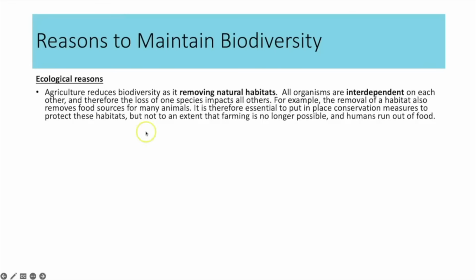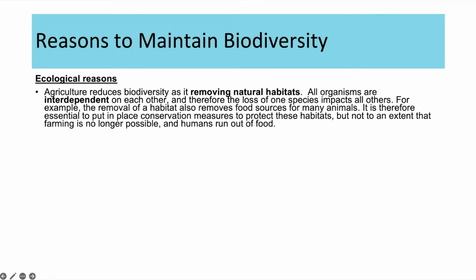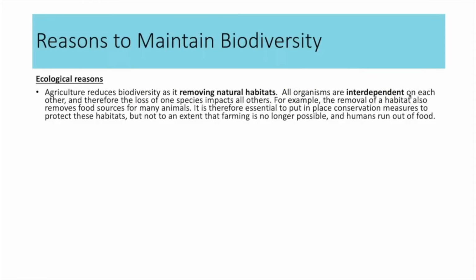So the ecological reasons are, if you're removing habitats, all organisms are interdependent on each other. So if you think about the food chain, if you take out one individual, it has a knock-on effect on all of the organisms in the food chain. And therefore, it will have an impact eventually on humans running out of food.